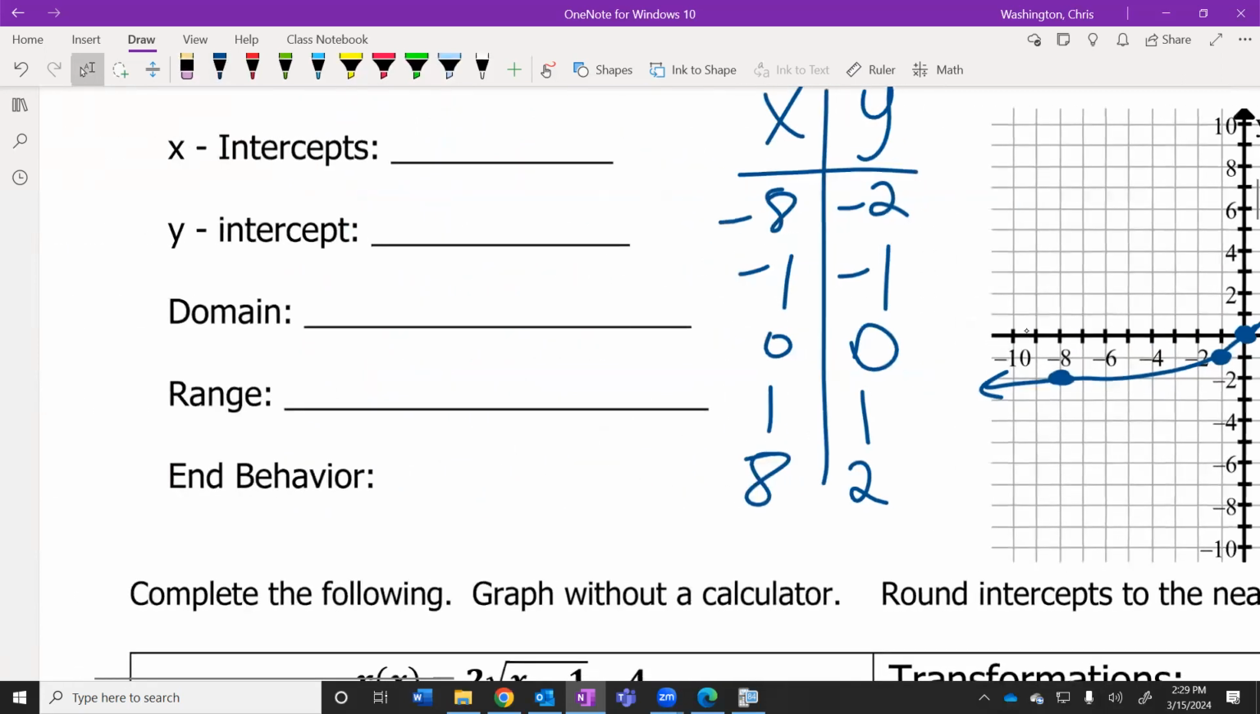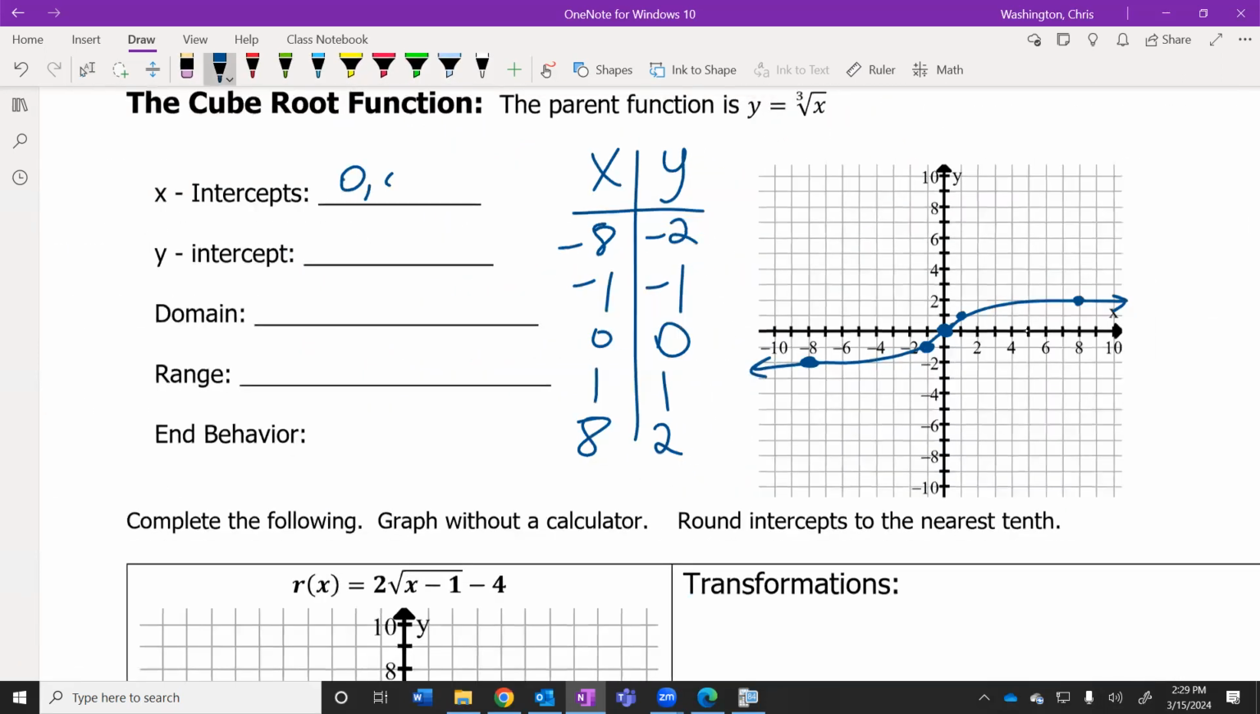The x and y intercepts for this function in particular is the origin. So it passes through the point 0, 0. The domain: how far left and right does this graph go? This graph goes left really, really far, and it goes right really, really far. So the domain would be -infinity to infinity. Algebraically, what does that represent? We can plug any number we want in for x, and we will never get a domain error. Any number we want.